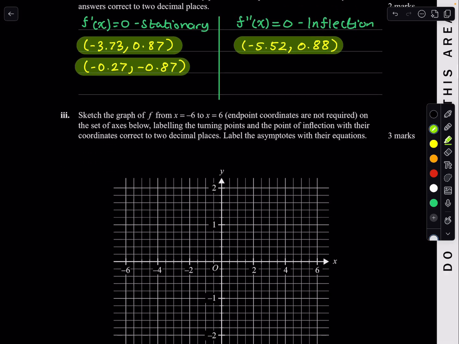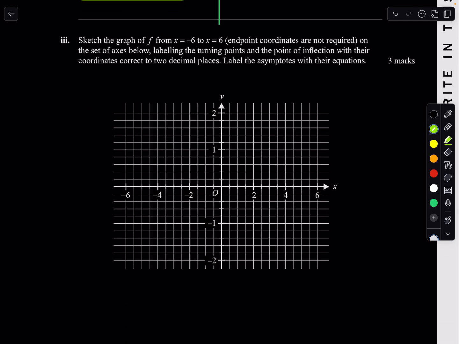Let's look at the next question. Sketch the graph of f from x equals negative 6 to x equals 6. Endpoint coordinates are not required on the set of axes below. Label the turning points and a point of inflection with the coordinates correct to 2 decimal places. Label the asymptotes with the equation. Really easy question here. So we know the asymptote where y equals 1.